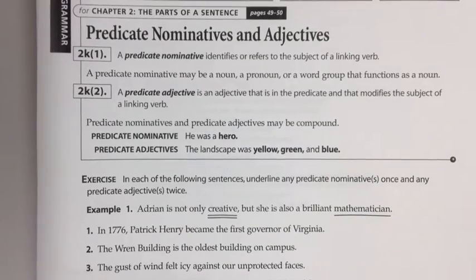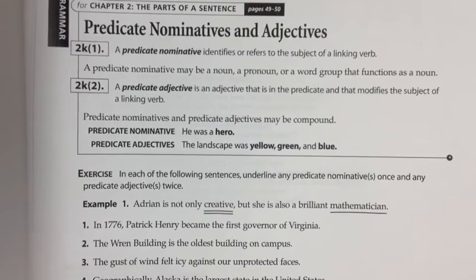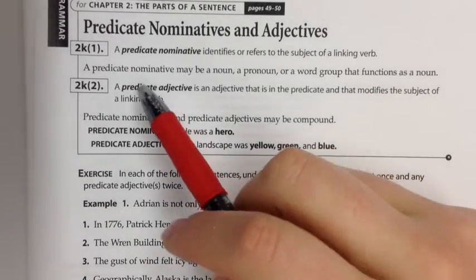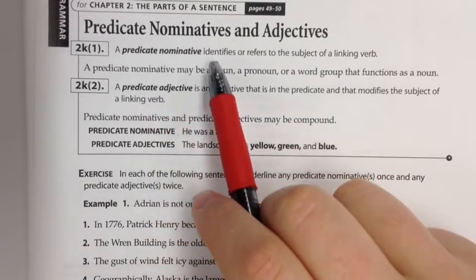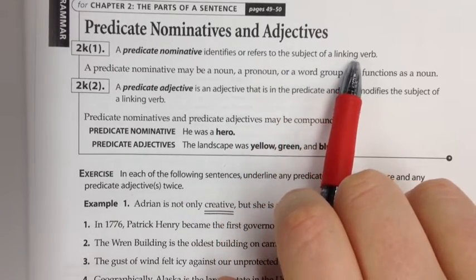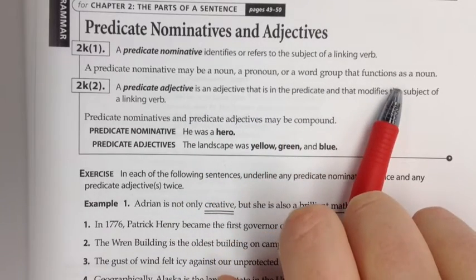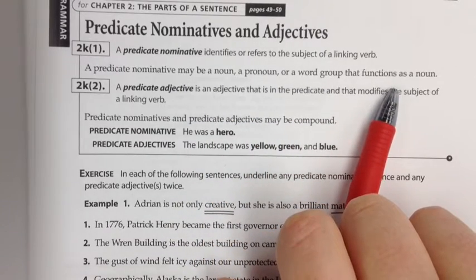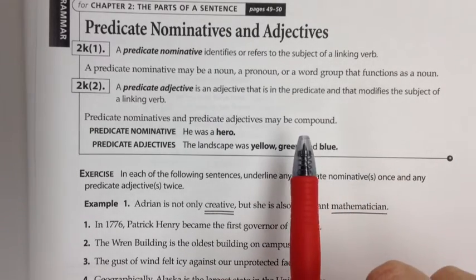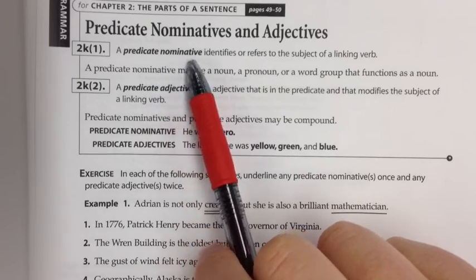Alright, so today's video is about predicate nominatives, and up at the top of this page there is a definition for predicate nominative and predicate adjective. The definition of a predicate nominative is that it identifies or refers to the subject of a linking verb. A predicate nominative may be a noun, a pronoun, or a word group that functions as a noun. What you're looking for is a linking verb, and then after that linking verb you're looking for a noun, and if it's a noun it's a predicate nominative.